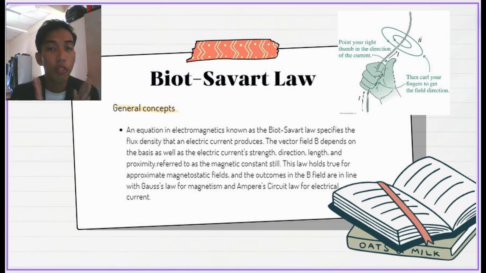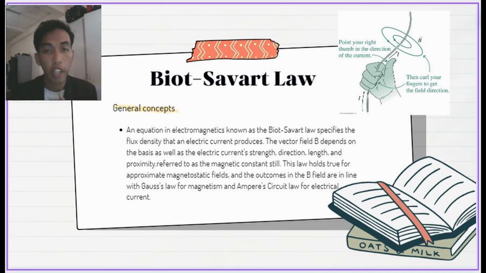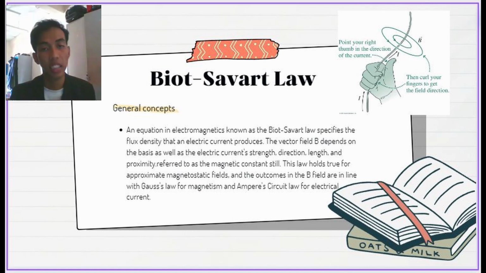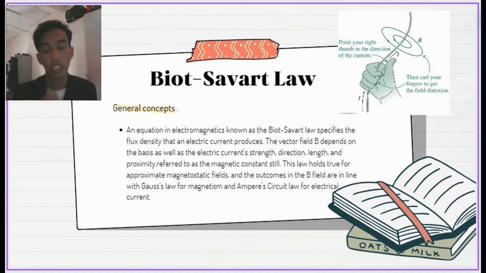The general concept for this law is that an electromagnetic equation known as the Biot-Savart law specifies the flux density that an electric current produces. The vector field B depends on the electric current's strength, direction, length, and proximity, referred to with the magnetic constant. This law holds true for approximate magnetostatic fields, and the resulting B field is in line with Gauss's law for magnetism and Ampere's law.